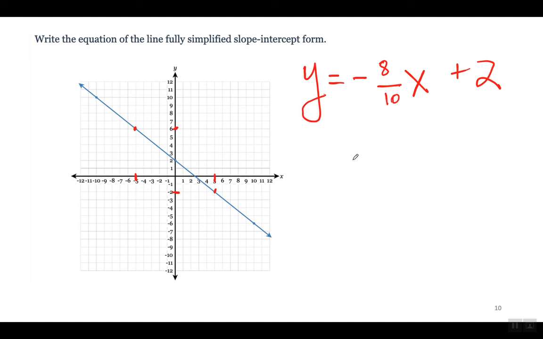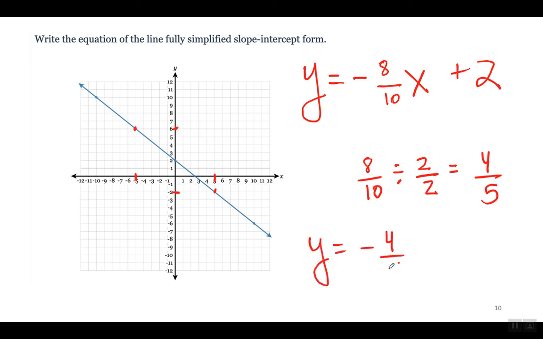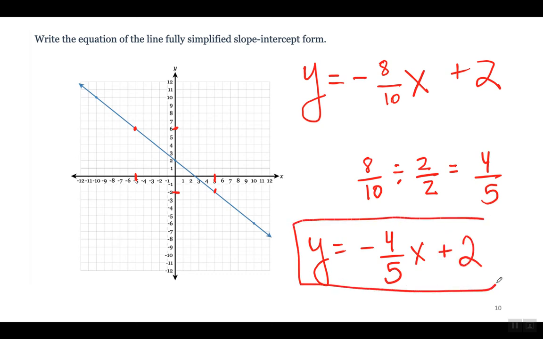So as you can see, that fraction, I got to simplify it. I can divide the top and the bottom by 2, which will give me 4 over 5. So my simplified answer is y equals negative 4 over 5x plus 2. If you don't simplify that fraction, you'll have it marked wrong.